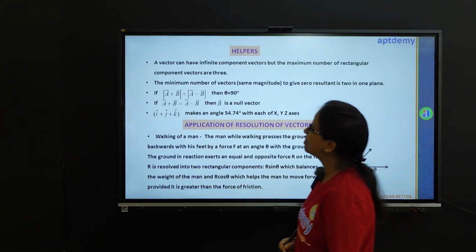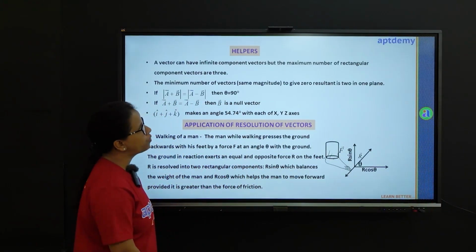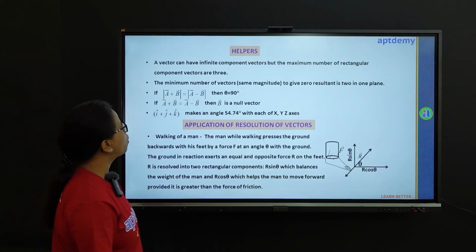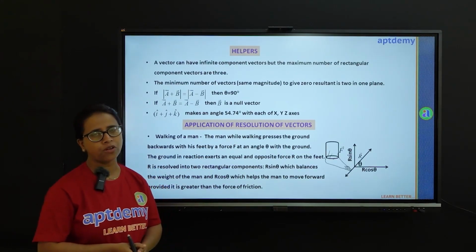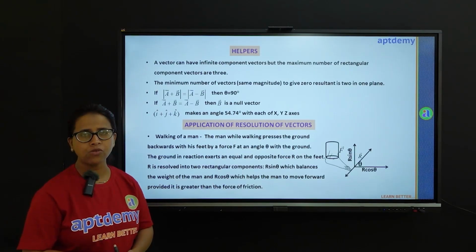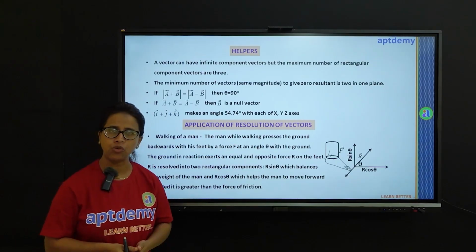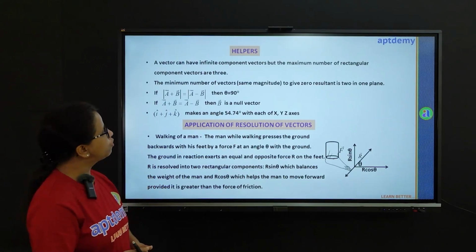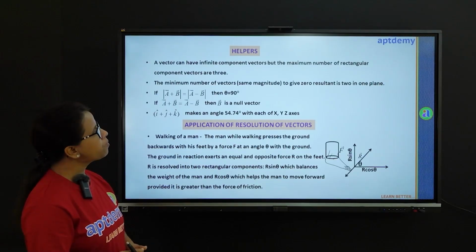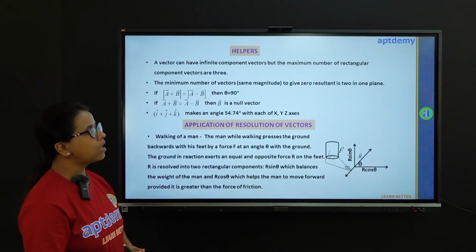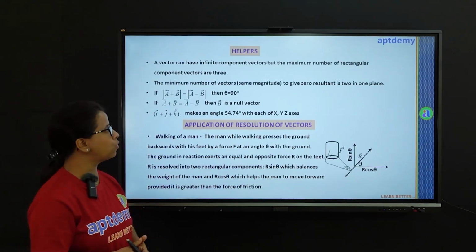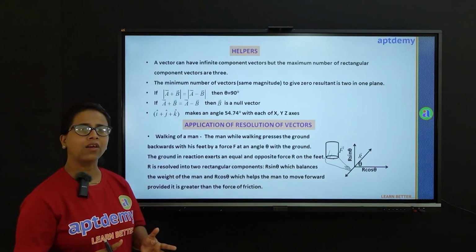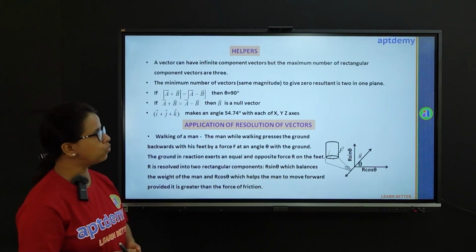Now time for helpers. A vector can have infinite components, but the maximum number of rectangular component vectors is 3. So this is true. We can have infinite components for a single vector, but when we are talking of rectangular components, we can have a maximum of 3 in 3 dimensions. And in case of 2 dimensions, we have a maximum of 2 components of a vector. Now the minimum number of vectors to give 0 resultant is 2 in one plane. So if you are talking of vectors of the same magnitude, then the minimum number of vectors that can give 0 resultant is 2.